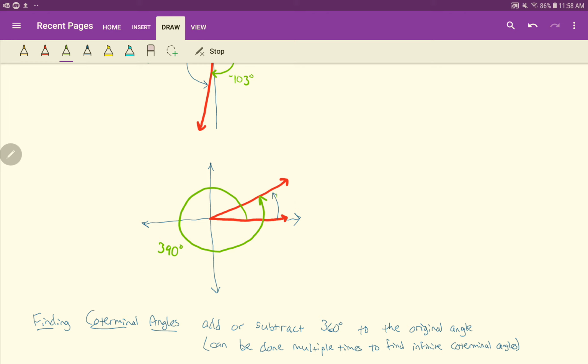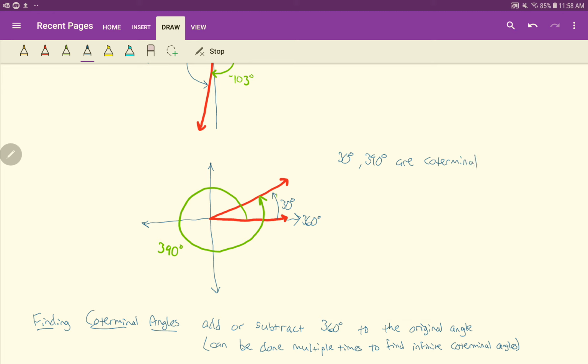Well, if from here around to here is 360, and we want to go up to 390, how much more do we need to go here? Well, we need to go 30 degrees more. So in other words, 30 degrees and 390 degrees are coterminal.